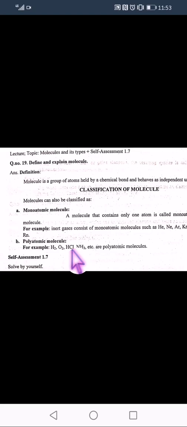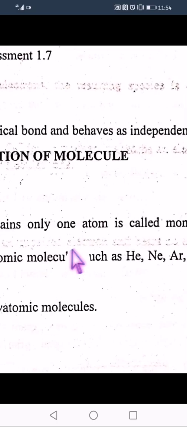Fine. Now what you have to do is attempt the self-assessment exercise 1.7 yourself, and it is quite easy. Then comes the next topic, that is topic number 1.4, Avogadro's number and mole.